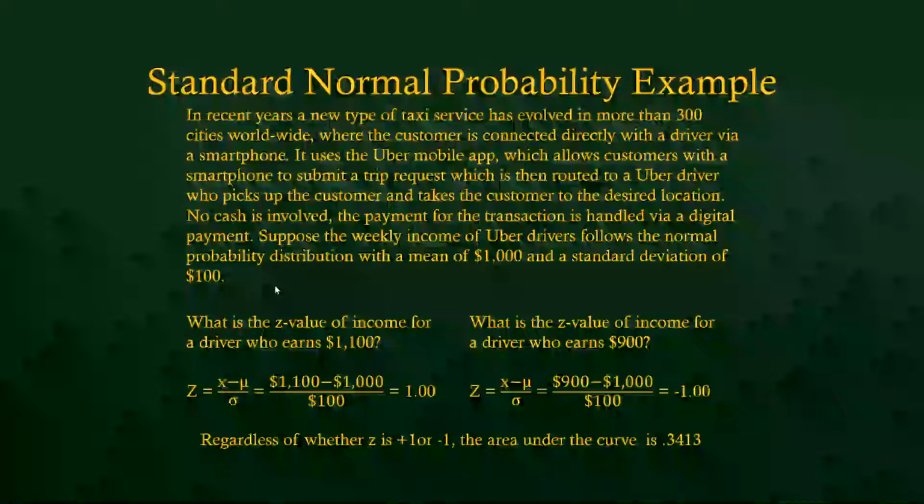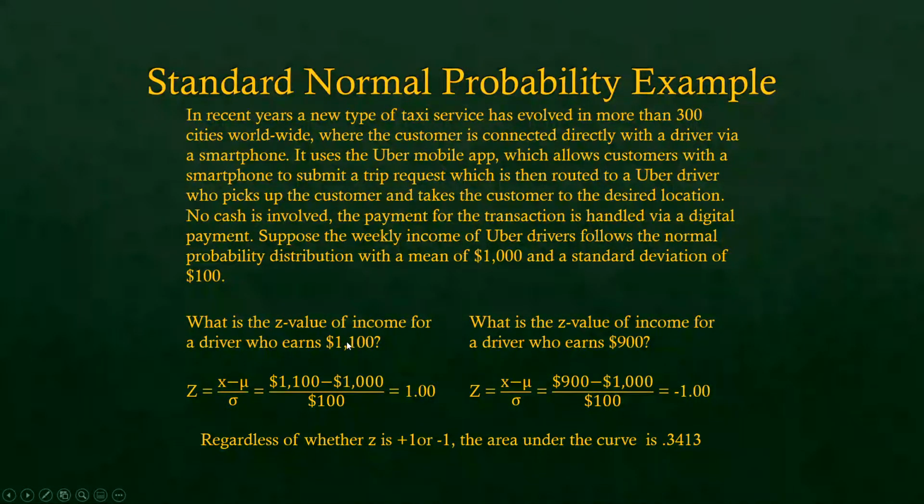Okay, so we want to determine the z-value. Like I said, in order to find the z-value, we want to find the z-value of a driver who earns $1,100. In other words, where does he relate to everyone else? So you take x minus mu, so x is the amount that he earns, 1,100, minus 1,000, divided by 100, which gives you 100 over 100, which gives you 1. Same thing over here. What is the z-value of an income for a driver who earns $900? You do 900 minus 1,000 over 100, which gives you -1.